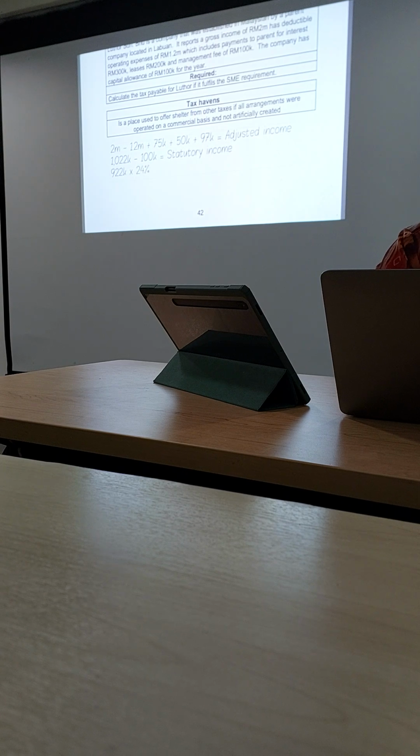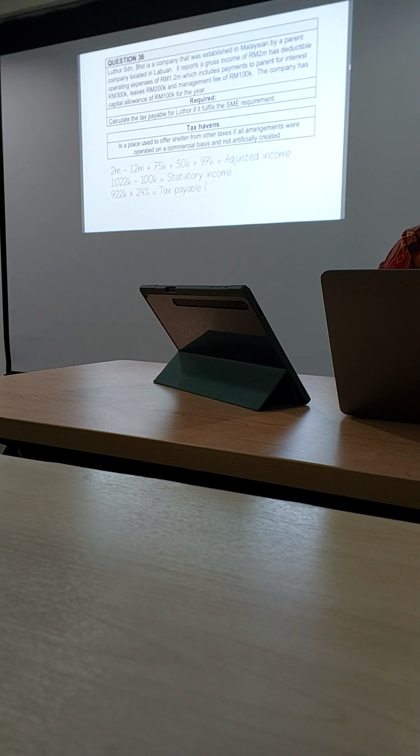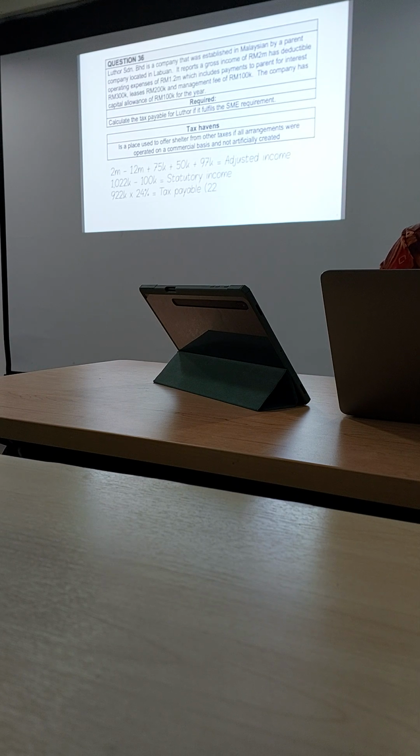Times 24% tax payable. Times 0.24. Is how much? 221,280. Okay, done, finish. Are you clear? That's the meaning of you make payment to a Labuan entity, you cannot deduct everything. You got restriction. So when your bill comes from a Labuan entity, you have to be careful. Okay?